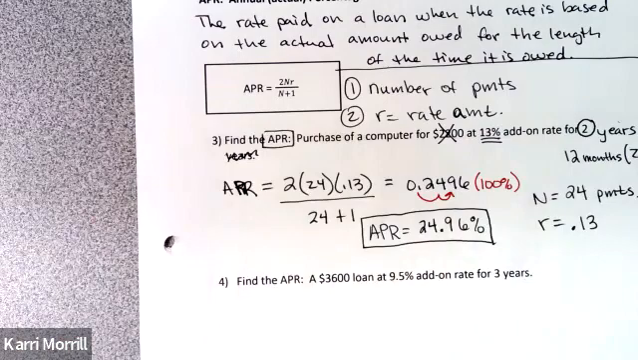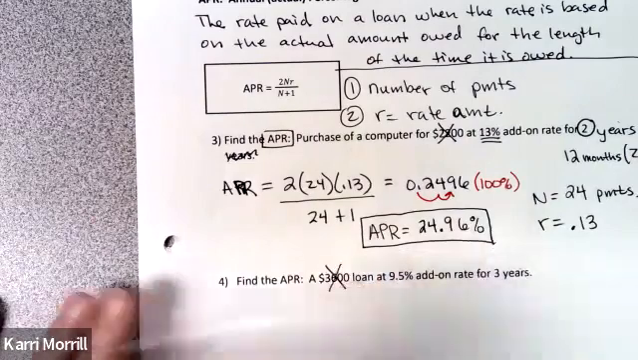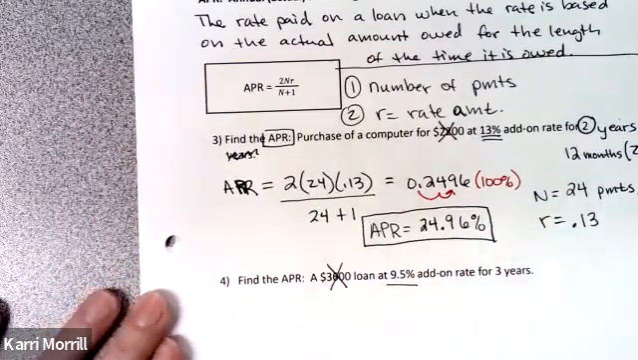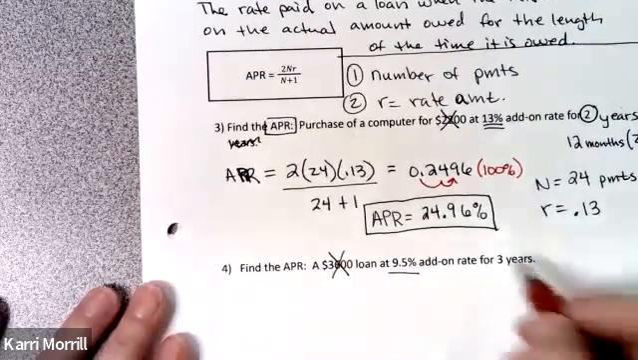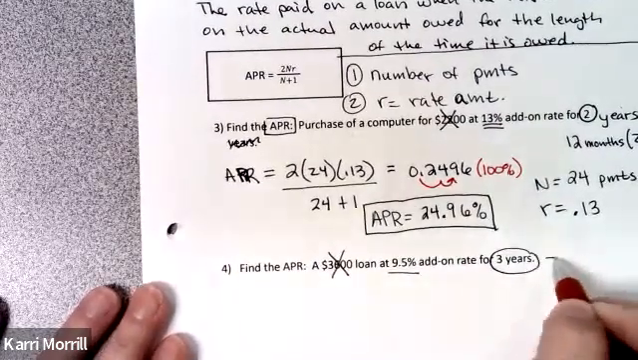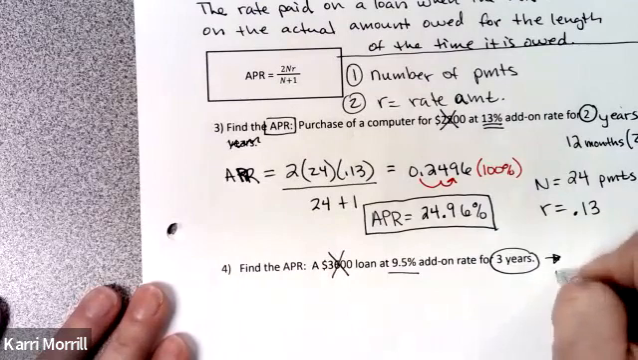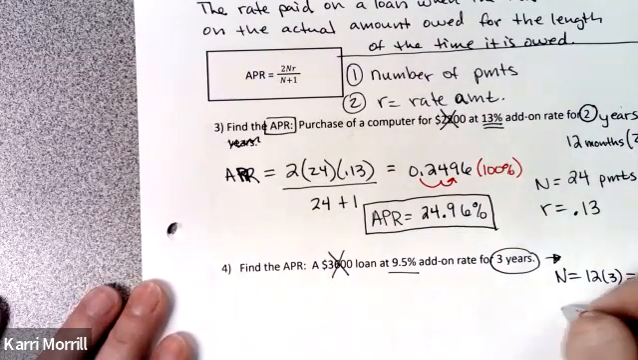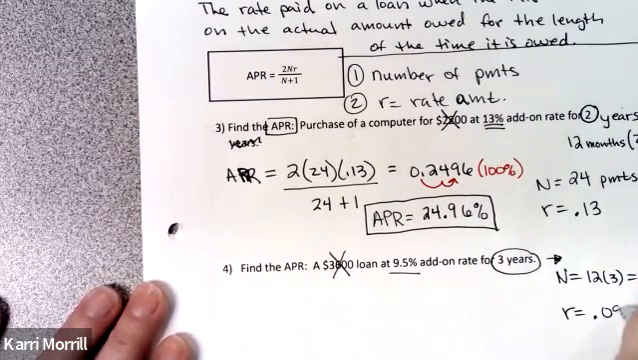Number 4 says find the APR. So again, it tells us the amount of a loan. We don't care about how much the loan is. All we care is that they tell us a percentage rate. And if it's 3 years, that means I need to convert that into number of payments by taking 12 times 3, which means we have 36 payments. My rate would be 0.095.